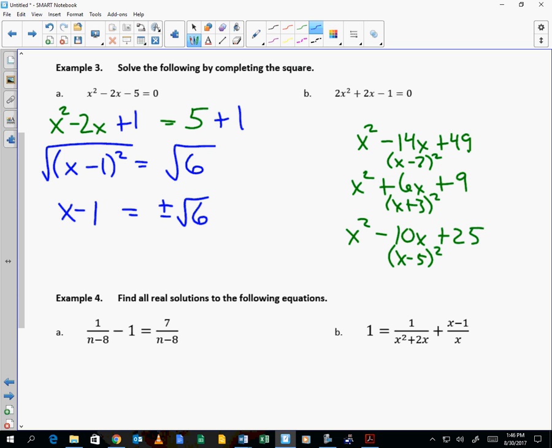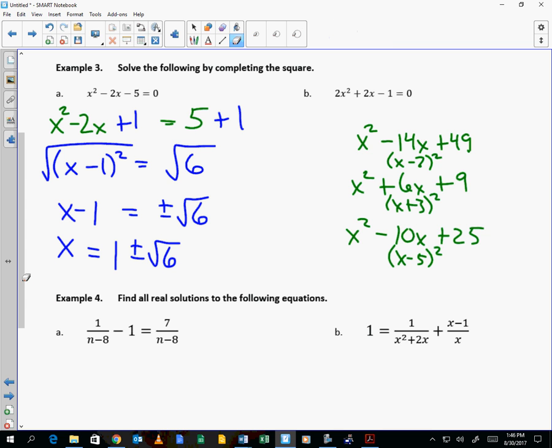In order to solve for x, I add 1 plus or minus the root of 6. So we have 1 plus the root of 6 is one solution, and 1 minus the root of 6 is a secondary solution. That's your final answer. Not too bad.